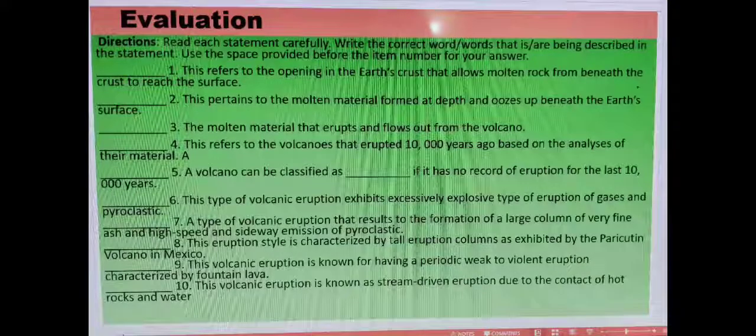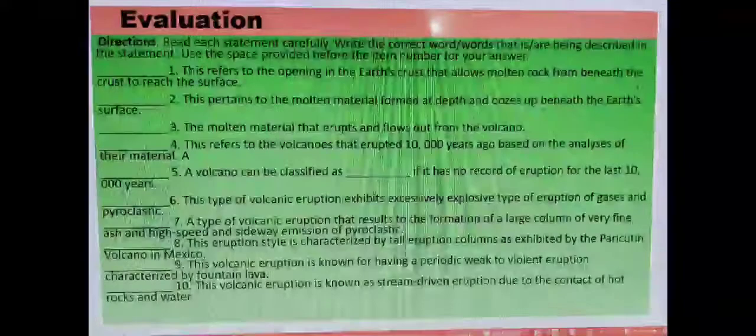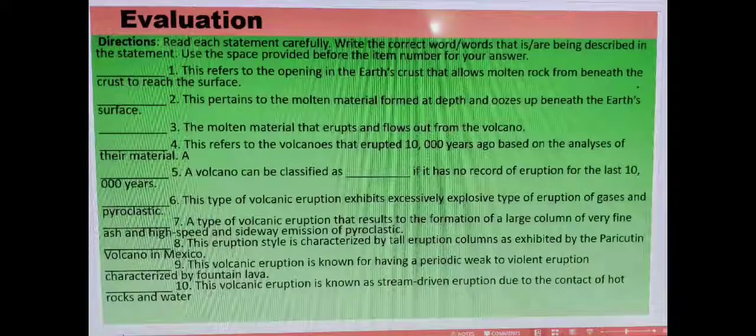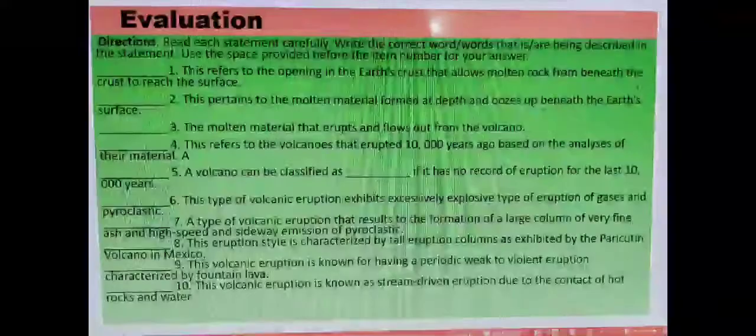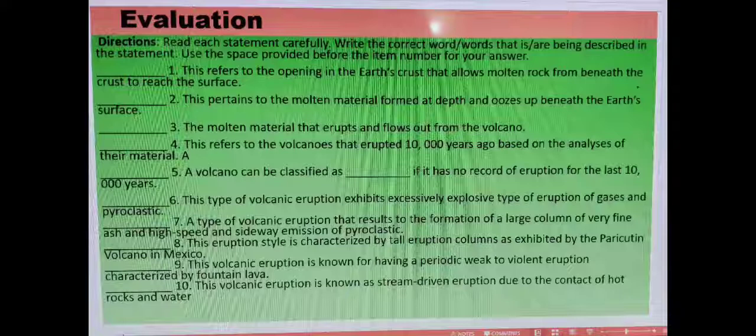Number 6. This type of volcanic eruption exhibits excessively explosive types of eruption of gases and pyroclastic. Number 7. A type of volcanic eruption that results in the formation of a large column of very fine ash and high-speed and sideways emission of pyroclastic. Number 8. This eruption style is characterized by tall eruption columns as exhibited by the Paricutin volcano in Mexico. Number 9. This volcanic eruption is known for having a periodic weak to violent eruption characterized by fountain lava. Number 10. This volcanic eruption is known as steam-driven eruption due to the contact of hot rocks and water.